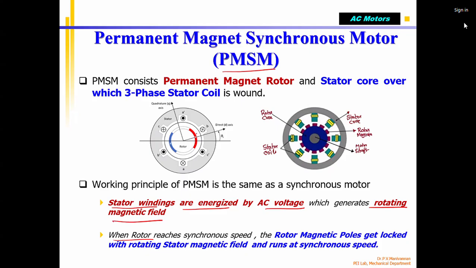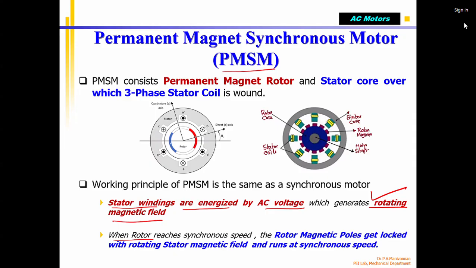Please note that, if you remember correctly, the synchronous motor will not start on its own. You supply three-phase AC voltage to the stator winding, so a rotating magnetic field is created. And you supply DC voltage to the rotor, so an electromagnet is created. But they may be out of phase with each other.